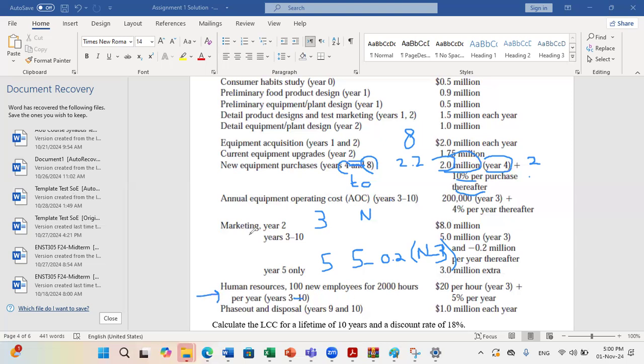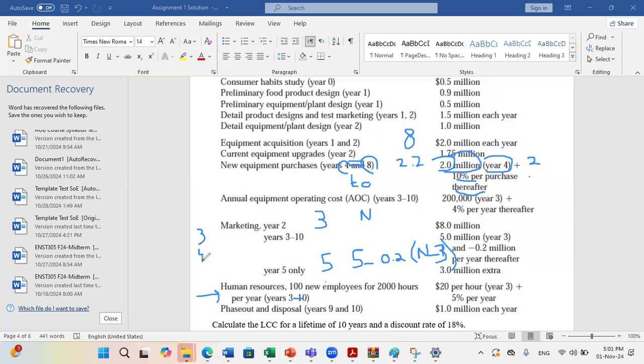So here we have the cost per year for year 3 is 100 times 2,000, which is the number of hours, okay, times the cost per hour, which is $20. So we get $4 million. So now we should say, under column 3, we should put 4.